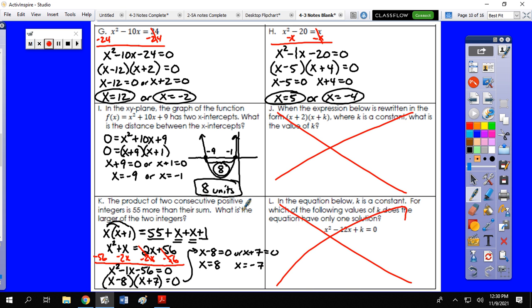Now the word positive appears in the problem, which means x equals negative 7 gets thrown out because it's not positive. So x is 8. So our two consecutive integers are 8 and 9. And the bigger of those two integers would be 9.